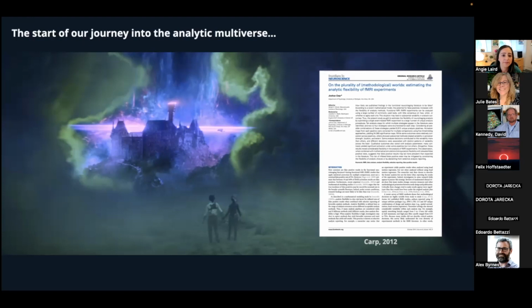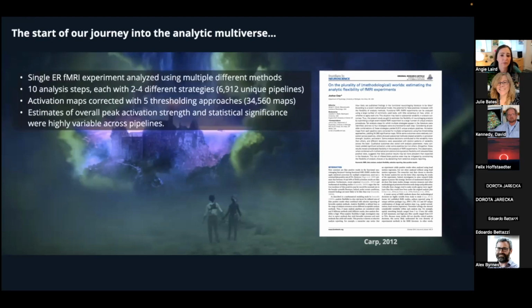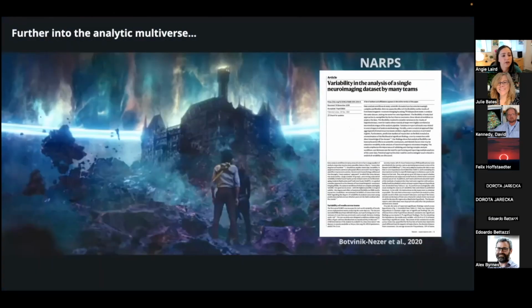So in this paper, data from a single event-related fMRI experiment was analyzed using multiple different analysis methods. 10 different steps were identified, each with 2 to 4 different strategies that yielded nearly 7,000 unique analytic pipelines. Activation maps were generated and then corrected with 5 different thresholding approaches, yielding nearly 35,000 maps. The results here showed that, in general, estimates of overall peak activation strength and statistical significance were highly variable across pipelines. So then fast forward into 2020, when the NARPS paper was published.